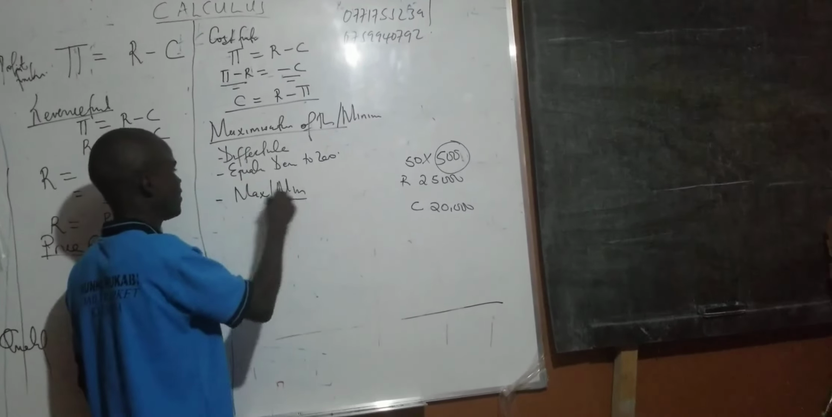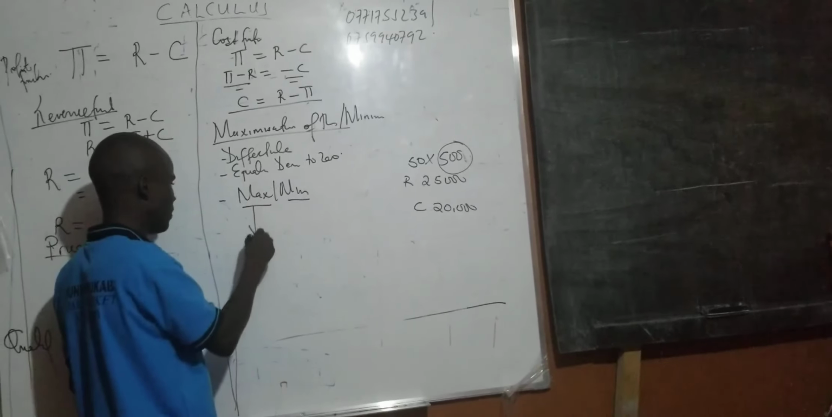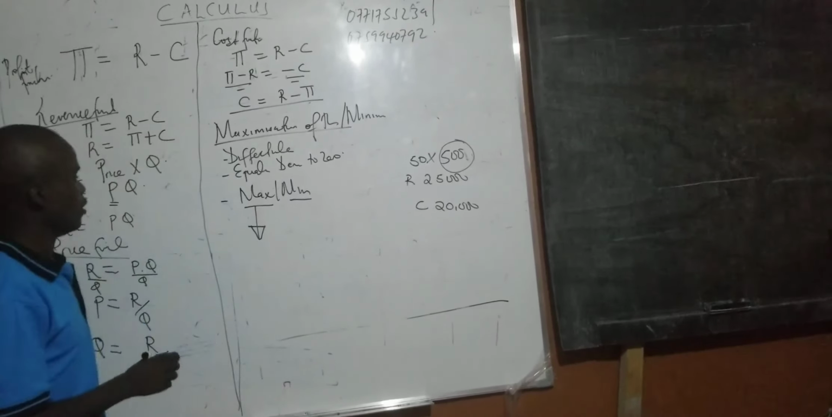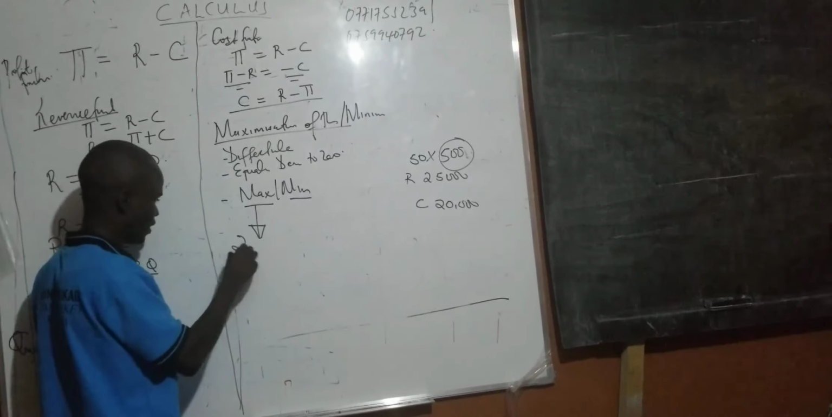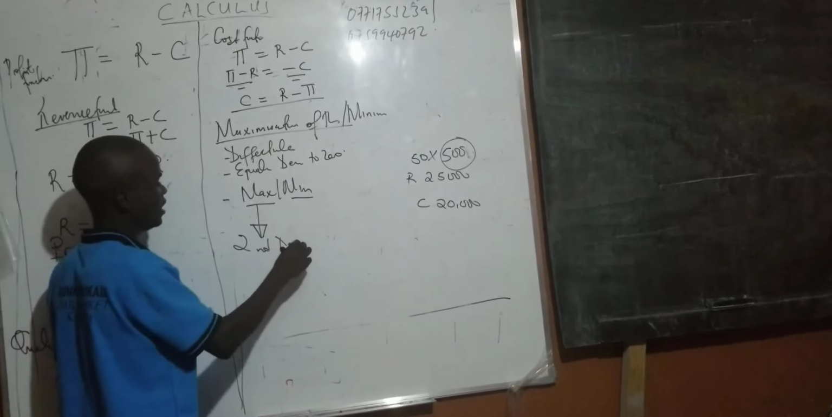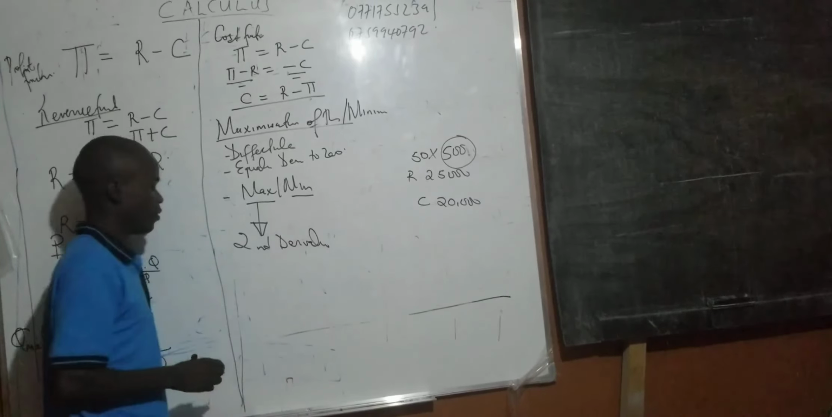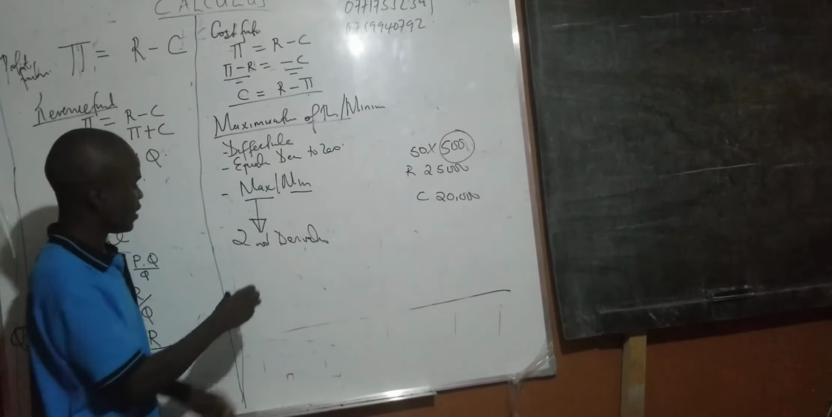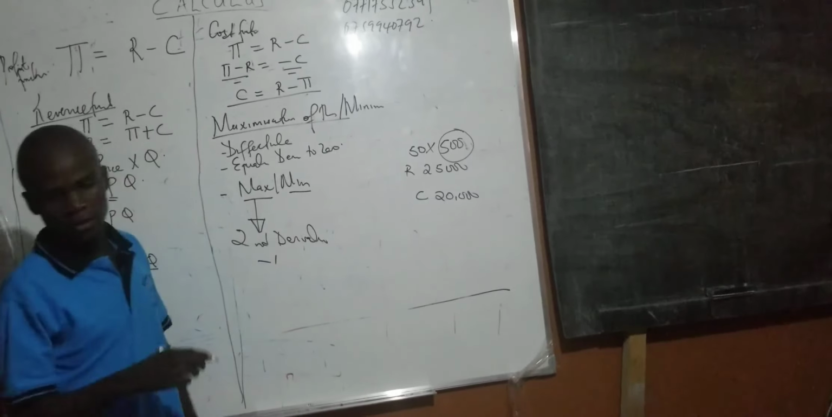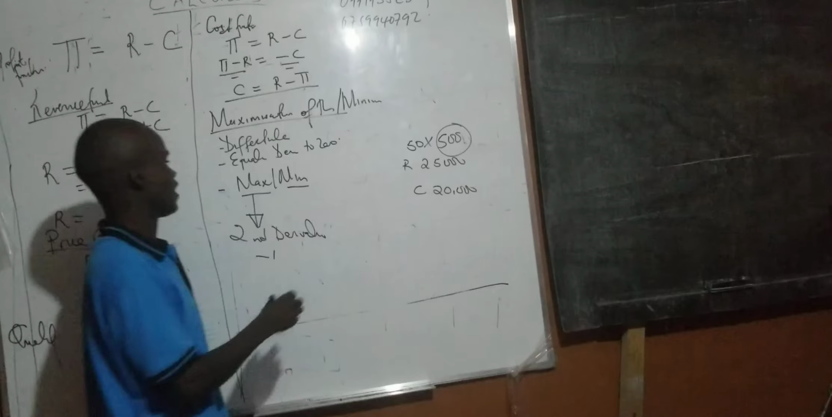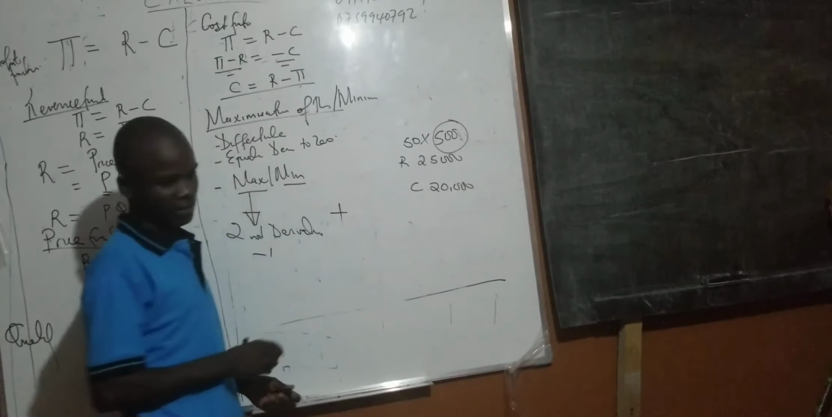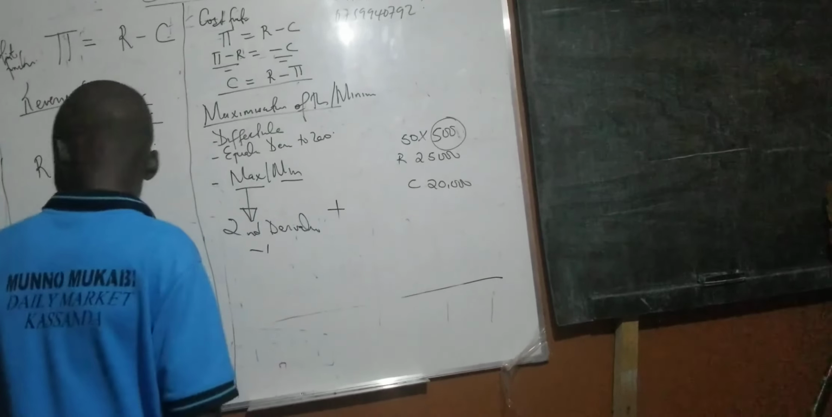How do you determine that the function is a maximum or a minimum? By finding the second derivative. Once the second derivative gives you a negative, it is a maximum. Once the second derivative gives a positive, it is a minimum. We shall be looking at most of these things.